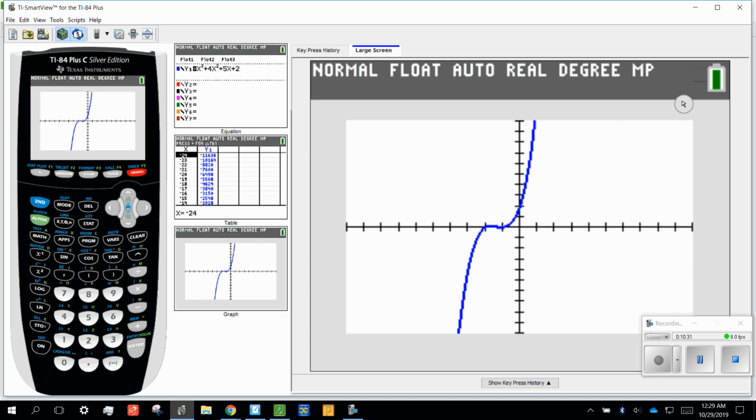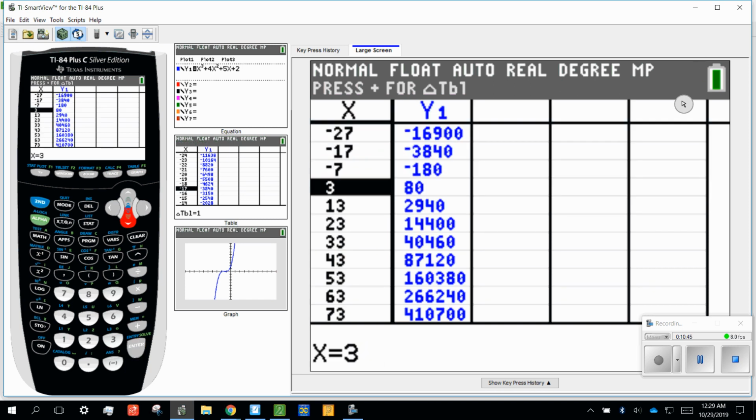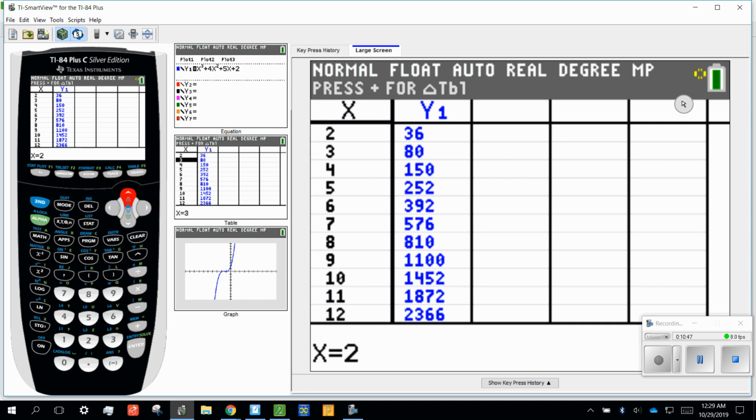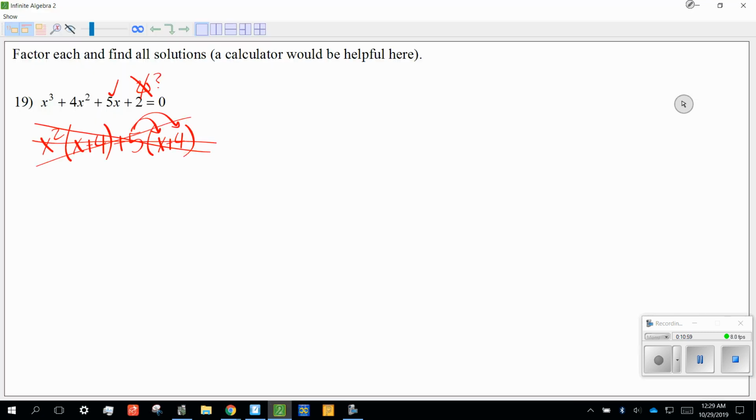Okay, so one of these zeros here, let's see, second table. I'm going to go down and see which one of those is a zero for me. Oh, -1 and -2. So I can pick either one. I'm going to pick -1. So I know that one of my zeros is x equals -1. If I want to write that as a linear factor, I could write it as x plus 1.